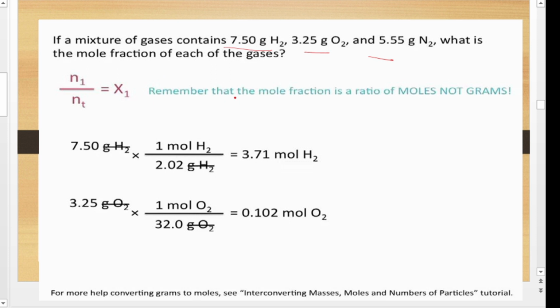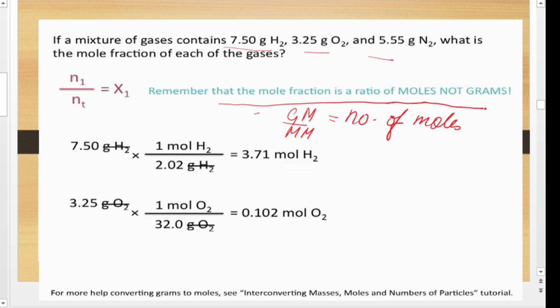So you know how to convert mass into moles. That is, given mass upon molar mass is equal to number of moles. We are going to notice it is a mole fraction, it is not the fraction of mass in grams. Okay, so you can just convert it.